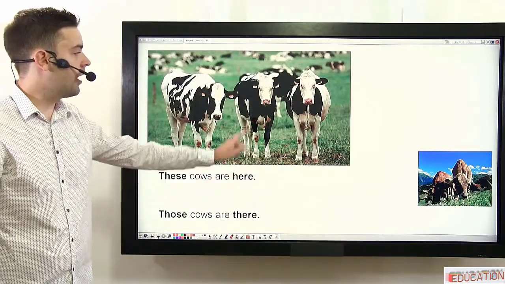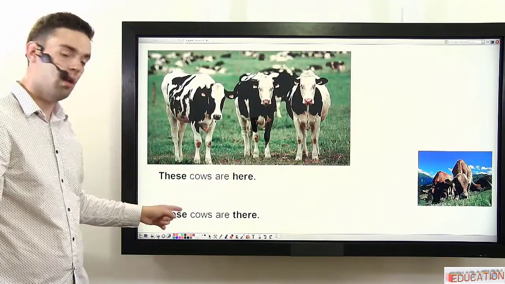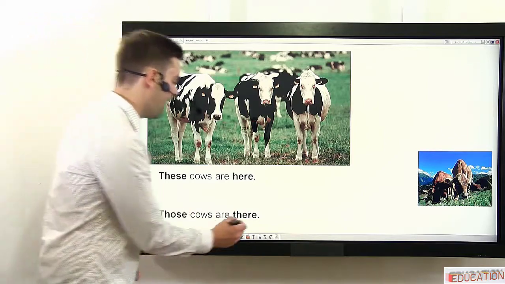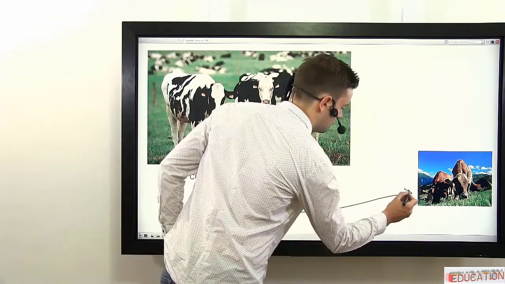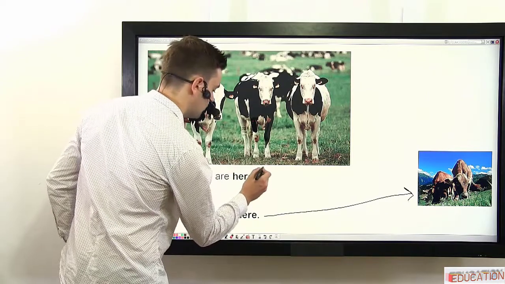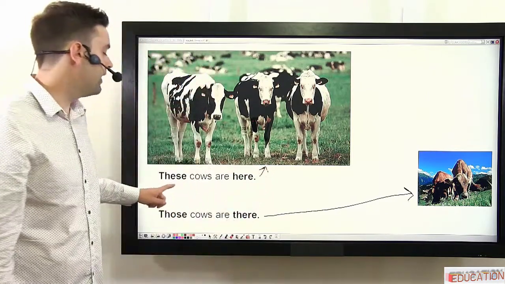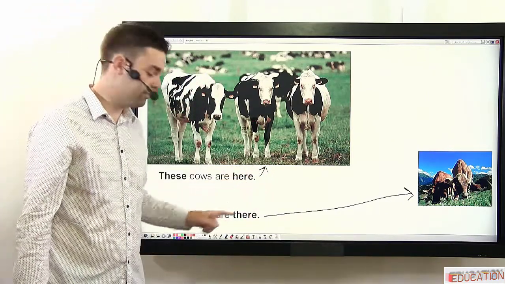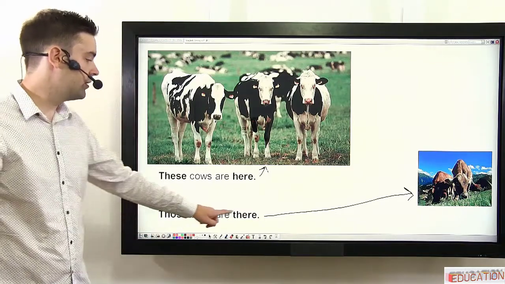These cows are here. Those cows are there.